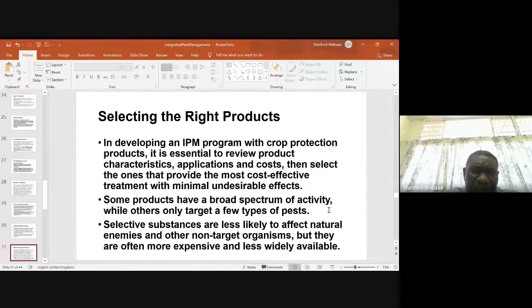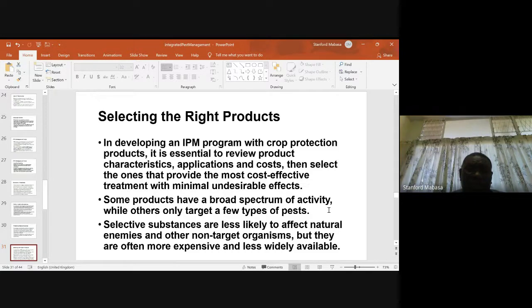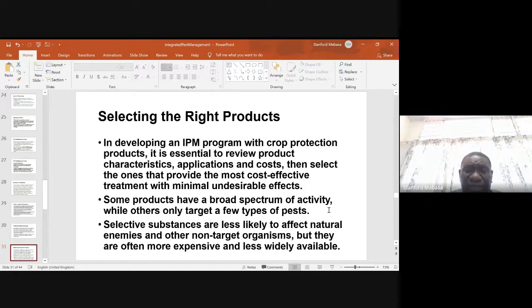We should also select the right products. What do I mean by this? In developing an IPM program with crop protection products, it is essential to review product characteristics, applications, and costs. Then select the ones that provide the most cost-effective treatment with minimal undesirable effects.